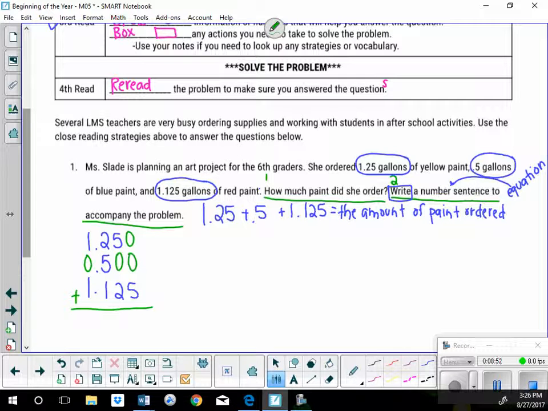Starting in the thousandths place, 0 plus 0 plus 5 is 5. Now I'm going to move to the hundredths place. 5 plus 2 is 7. Now the tenths place, 2 plus 5 plus 1 is 8. Now to the ones place, and that's 1 plus 1 is 2. Okay?